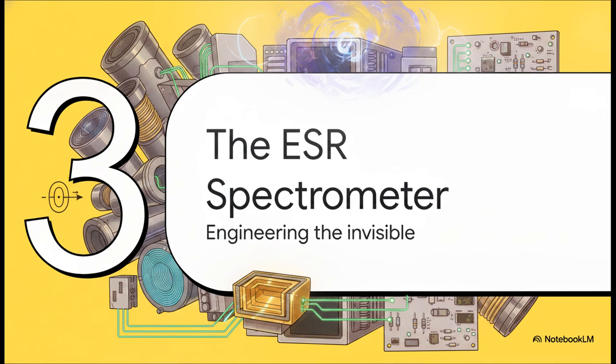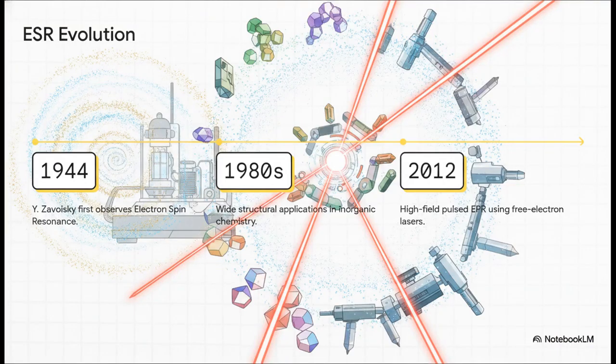Moving right along to Section 3, the ESR spectrometer. Let's step back from the theoretical stuff and look at the actual engineering that makes this quantum measurement possible. Since its very first experimental observation by Zavoisky back in 1944, the hardware has evolved dramatically. We've gone from basic continuous wave machines to highly complex extreme high field pulse systems powered by lasers. It's been a massive leap in technology.